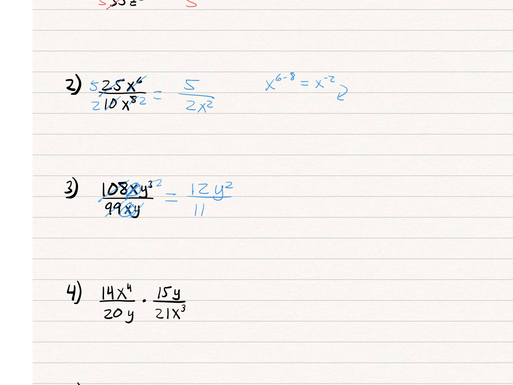All right, again, if you wanted to do it the exponent way, simplifying exponential expressions, this y on the bottom is a y to the 1st. And then we do 3 minus 1, which is 2, as our exponent.